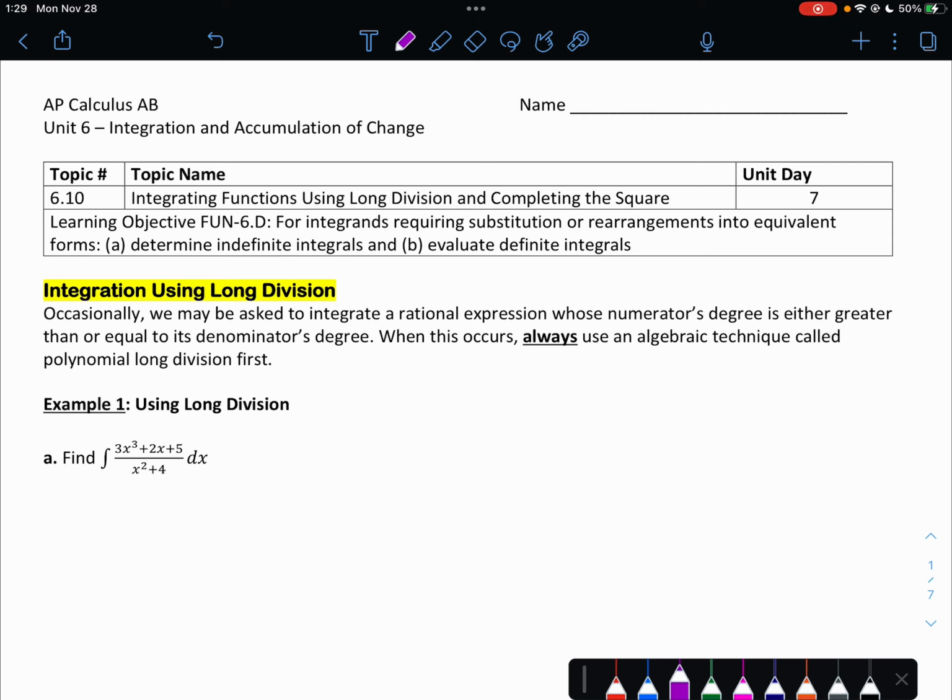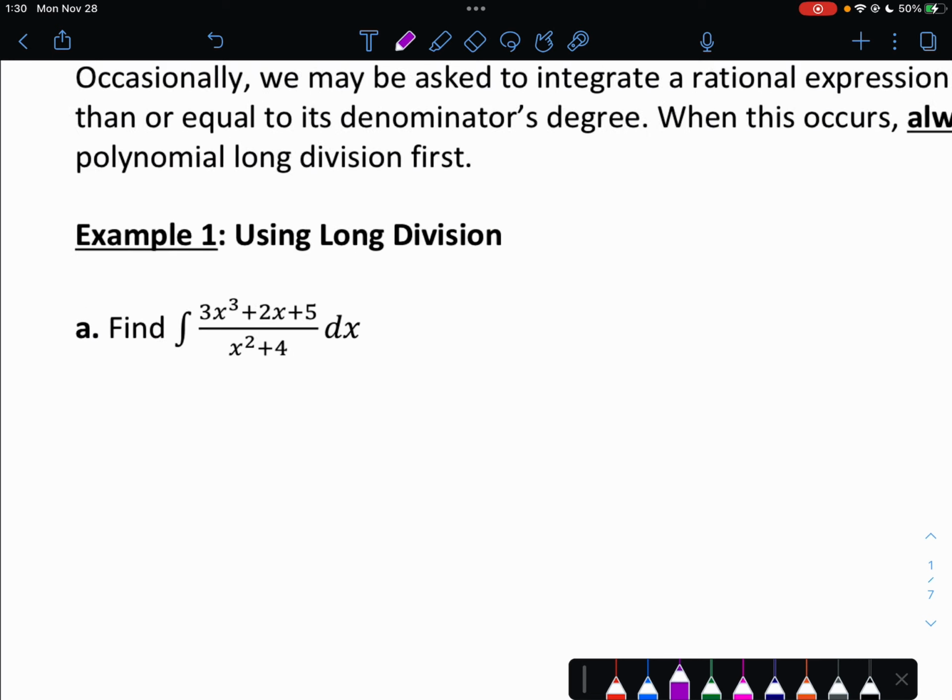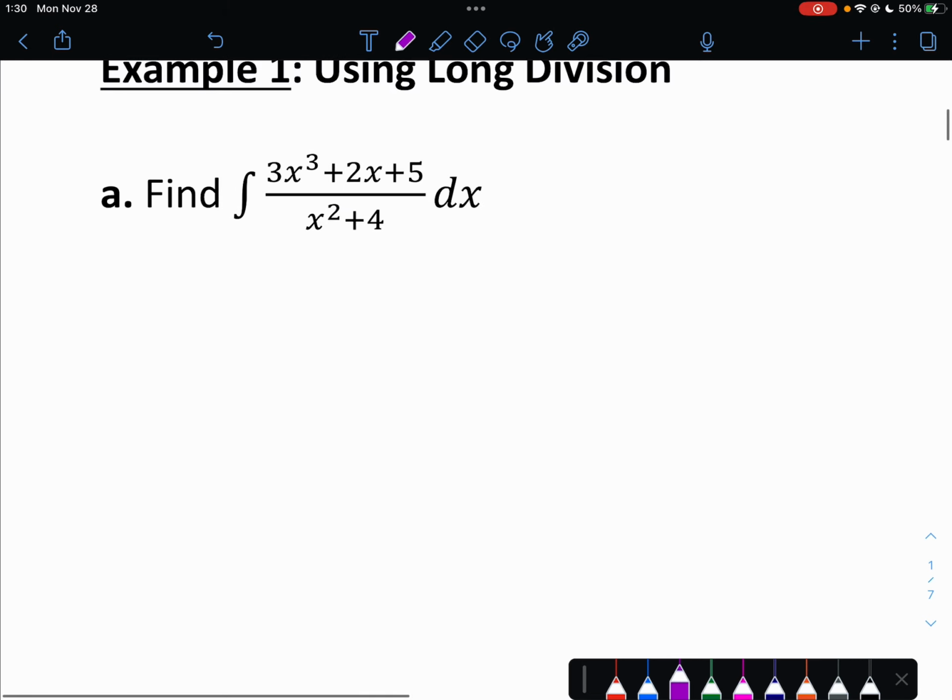So first of all, when would I use long division? Whenever we are being asked to integrate a rational expression whose numerator's degree is either the same or higher than the denominator's degree, we should be using long division. Okay? So first of all, let's remember how to do long division from your pre-calculus days.